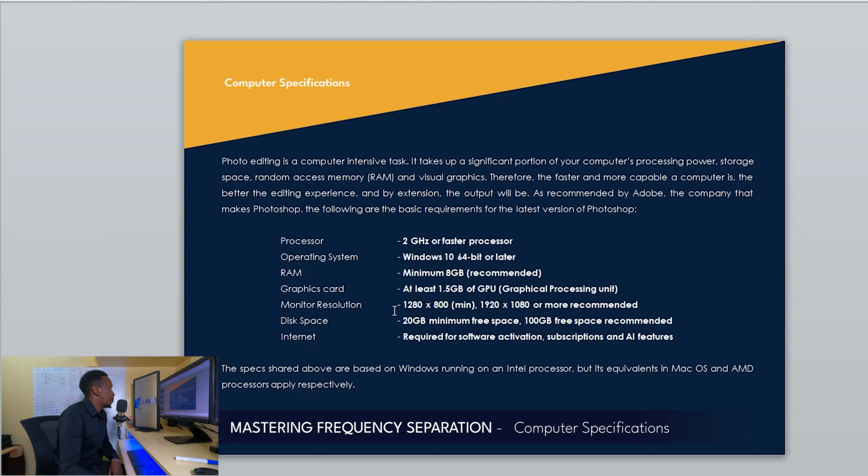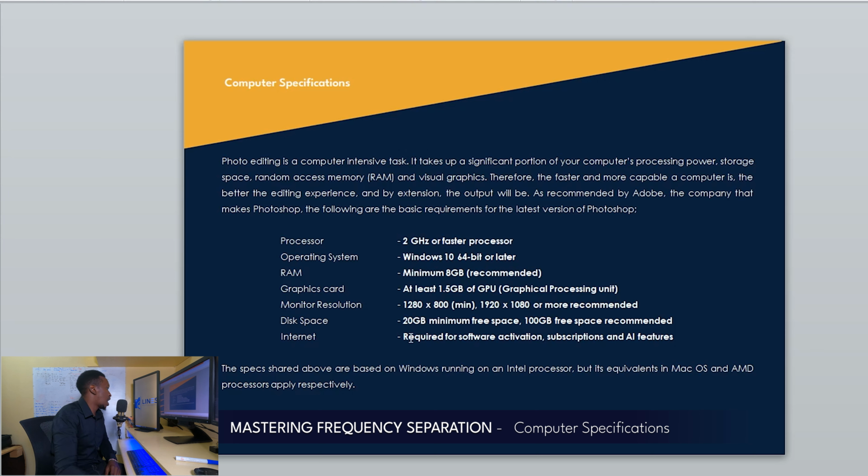Then in terms of displays and monitors, you need to have a resolution of at least 1280 by 800 as a minimum. That is pixels, and they recommend for you to have at least 1920 by 1080, which is full HD. Then in terms of disk space, you need a lot of space for you to, number one, store your files. But on top of where you store your files, for you to run Photoshop, you need to have at least 20 GB of free space whenever you are running the software. Otherwise, you're going to get into this problem of the software telling you that your scratch disks are full. So you need at least 20 GB of free space, and they recommend for you to have at least 100 GB of free space.